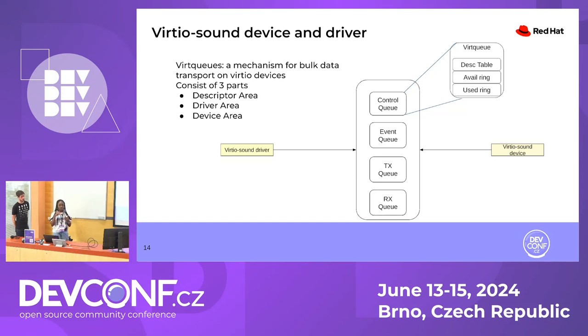And each of these virtqueues consists of three parts. The first part is the descriptor table, which occupies the descriptor area. Then we have the available ring, which occupies the driver area, and the used ring, which occupies the device area.